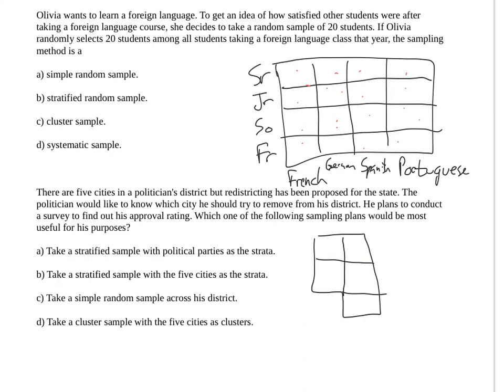He doesn't want to do a cluster sample because a cluster sample would be like, okay, well, I think this one's representative of the whole population. I'm just going to do that one and maybe this one. In a cluster sample, you don't look at all the groups, right?